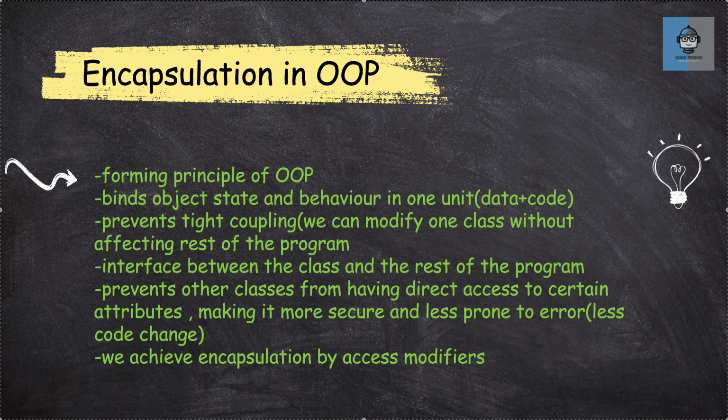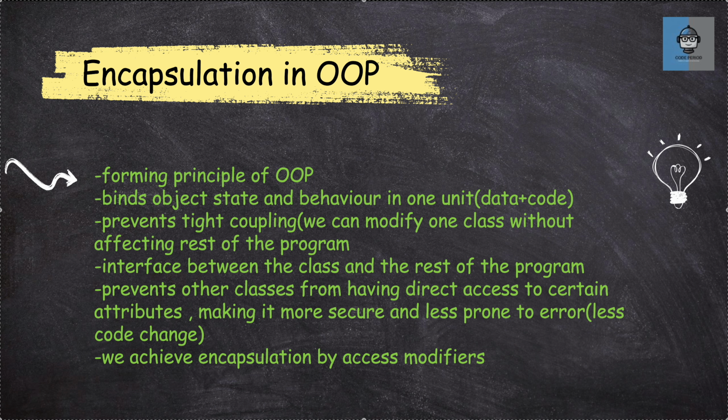It prevents tight coupling. So if we are making changes in the class, the rest of the program won't get affected. Encapsulation acts as an interface between the class and the rest of the program, meaning that we are cutting off direct access to certain attributes. So it gives us security and there are fewer chances of error. Hence there will be fewer code changes if we were to fix that.